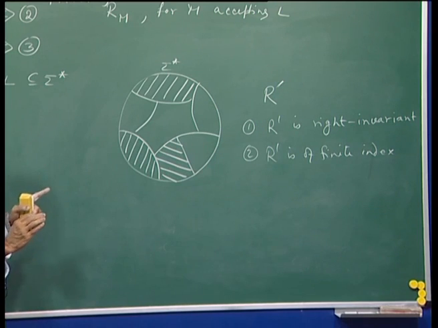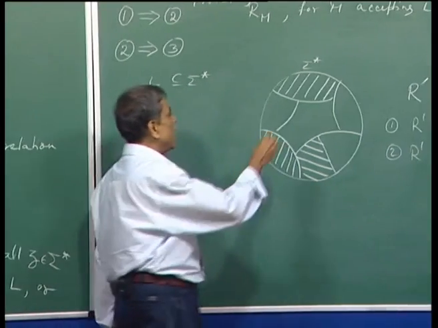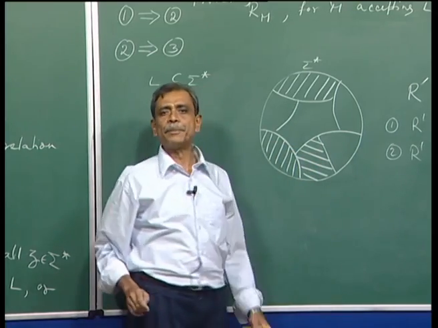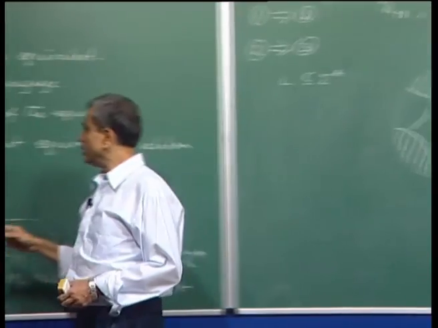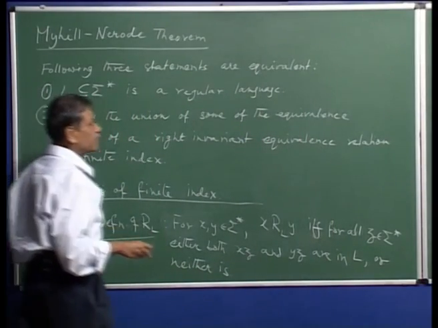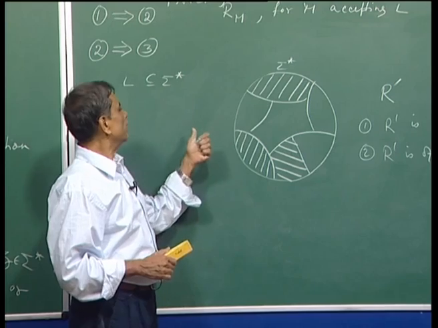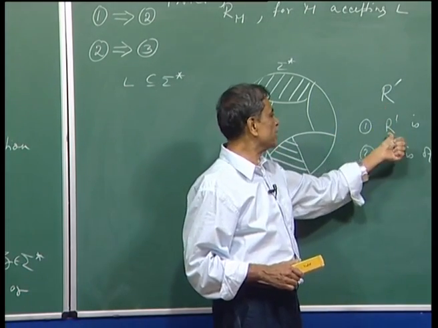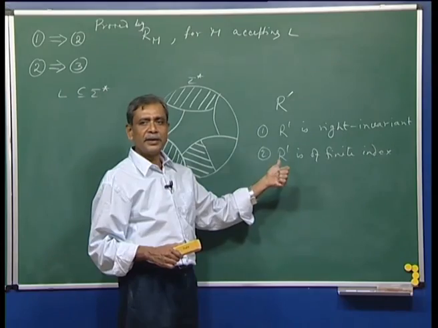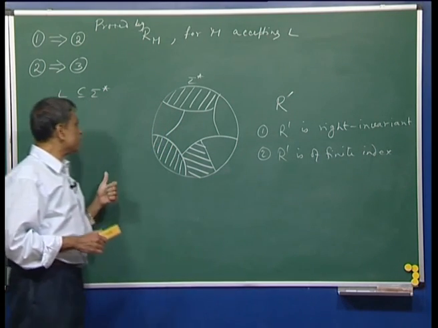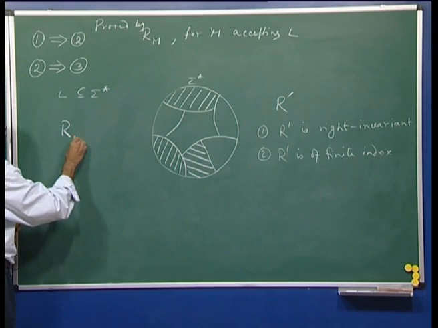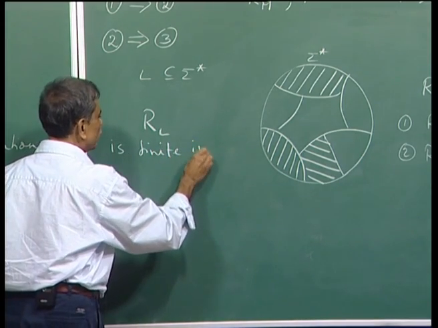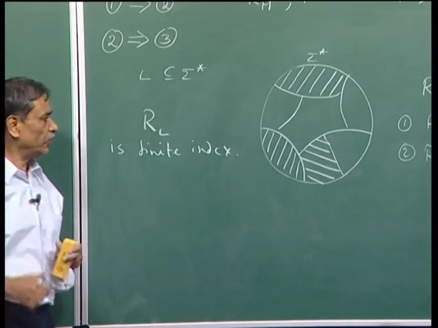So, statement 2 is saying that my language consists of the union of these strings and these strings and these strings. And now, from here, I would like to show that that language L, which is the union of some of the equivalence classes of R dash, where R dash is an equivalence relation which is right invariant and of finite index, if I consider R L, R L is of finite index. This I need to now prove, and which will show the implication 2 to 3.